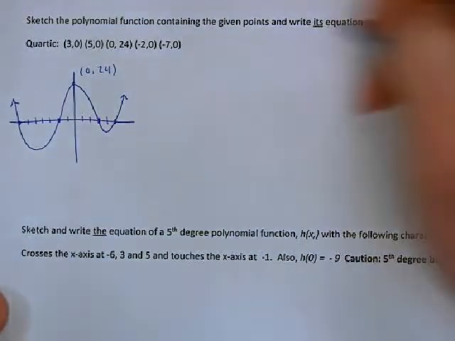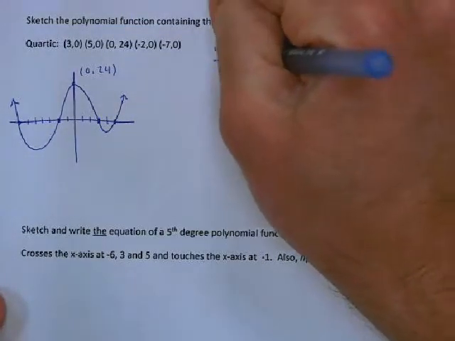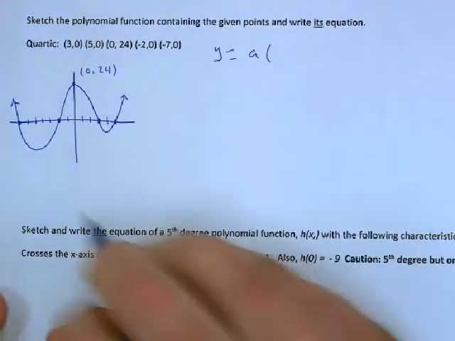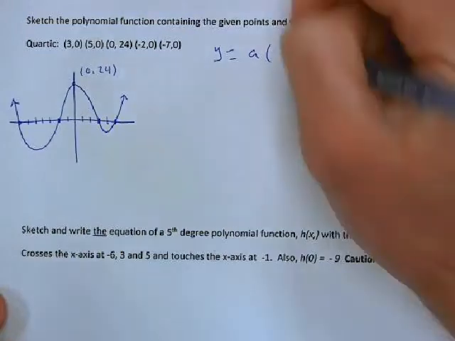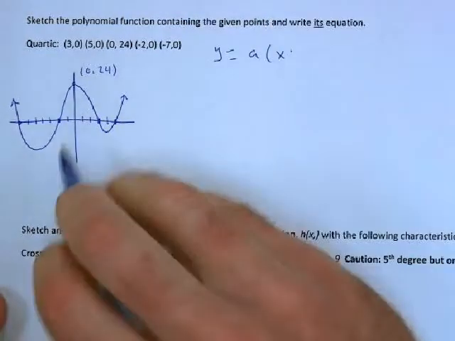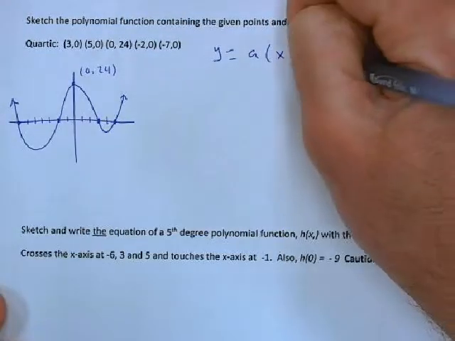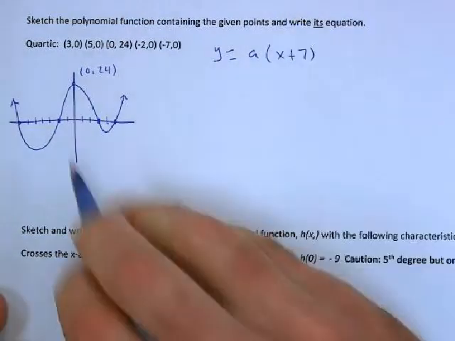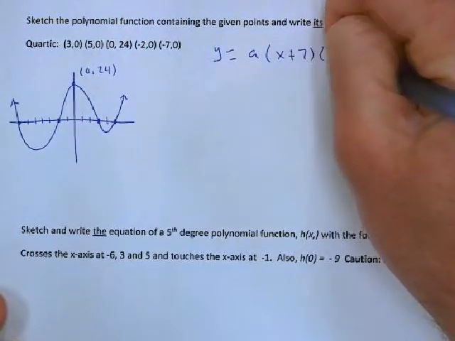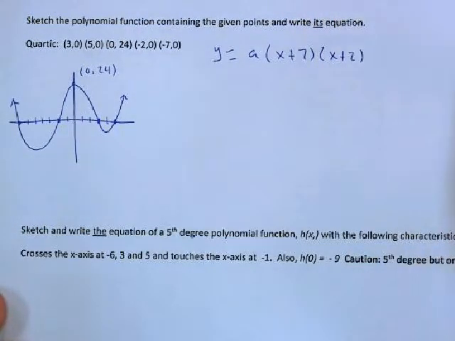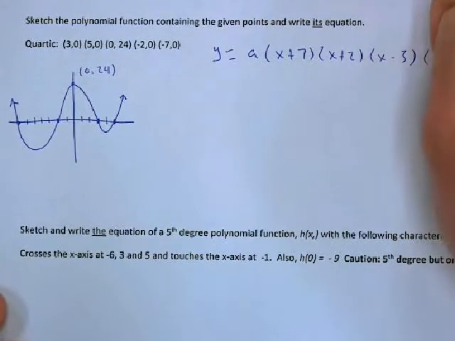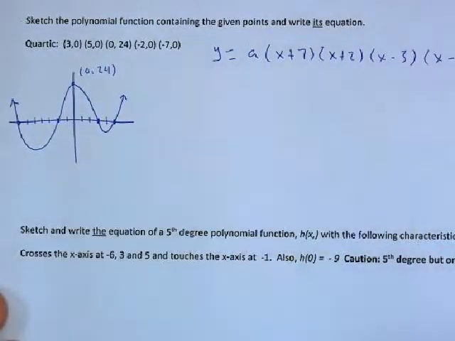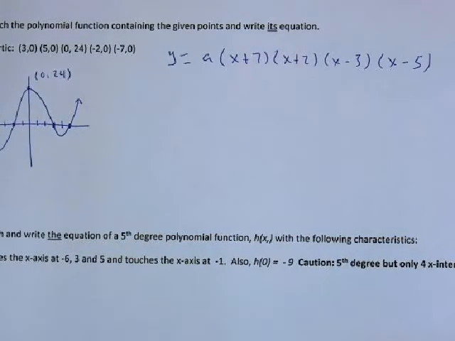Okay, so what's my equation going to look like? Well, it's going to be y equals some a value times, and then to get all these factors, I've got to have x plus 5. I'm sorry, that's -7, so x plus 7, x plus 2, x minus 3, and x minus 5. And I know those are all to the first power because they all pass through.